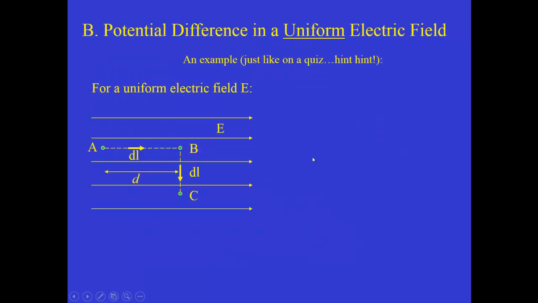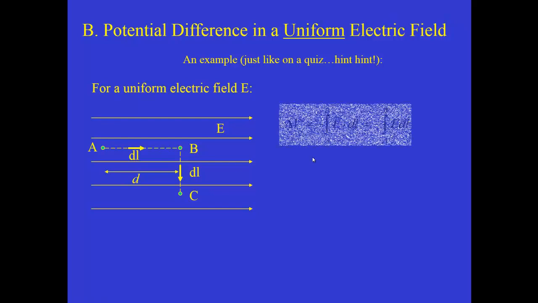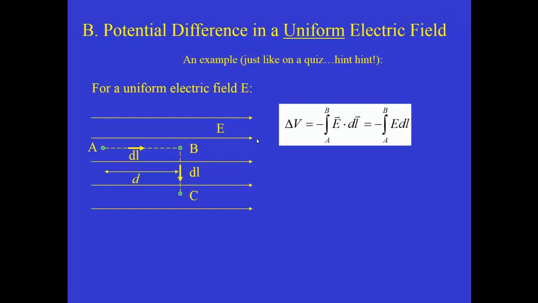All right, so let's use that expression that we just learned a couple of minutes ago to calculate the potential difference between 2 points in the vicinity of an electric field. And we'll use the special case of a uniform electric field, uniform meaning every point in space has the same electric field magnitude and direction.